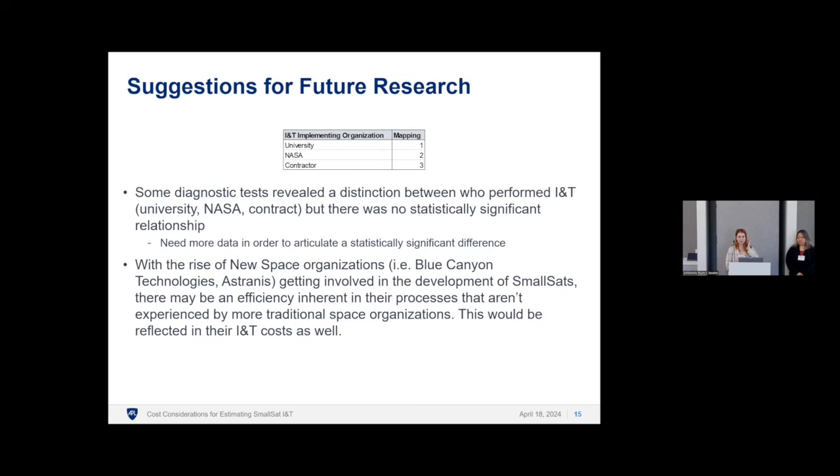Some suggestions for future research. Some diagnostic tests revealed a distinction between who performed INT, but there were no statistically significant relationships, potentially because we just don't have enough data right now. Also, with the rise of new space organizations getting involved in the development of small sats, there may be an inefficiency inherent in their processes that isn't experienced by more traditional space organizations. So that's something we'll continue to monitor as well.